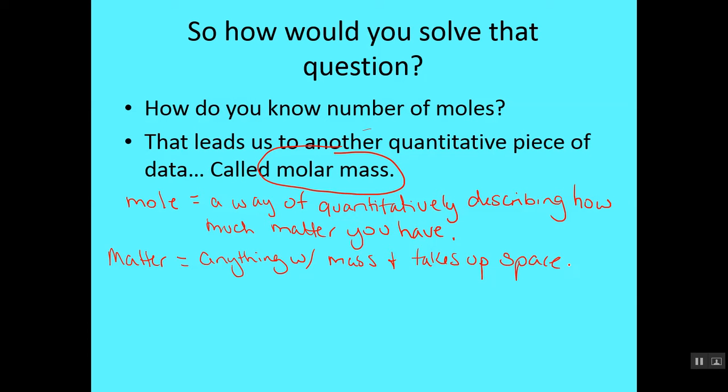In other words, it's everything you see around you, right? Everything you see around you, whether it's your textbook, whether it's what appears to be empty space that is the air, whether it's the person sitting next to you, maybe it's what's inside of your water bottle at your table that you're drinking. All of those things are matter. It's anything that has mass and takes up space. And a way that we quantitatively describe that matter is something that we call a mole. Now, to understand what a mole is, simply this.